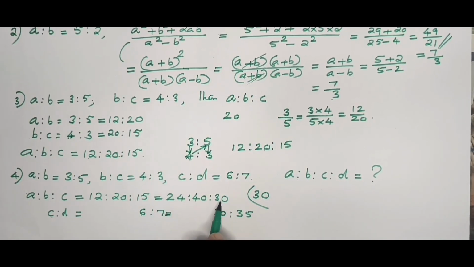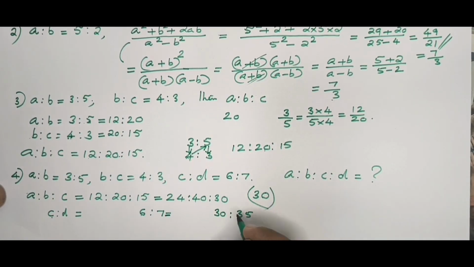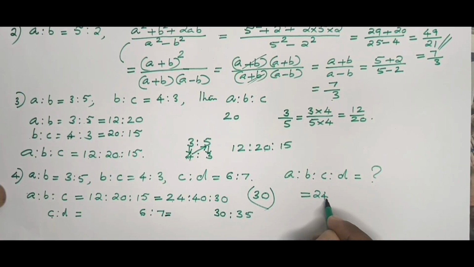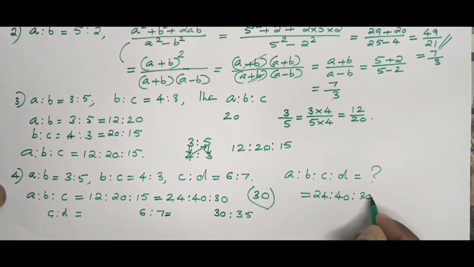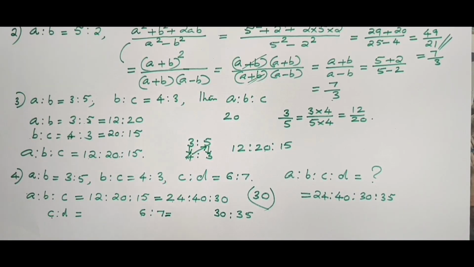Now you can combine. You have equalized the value of C. So A is to B is to C is to D, this is the thing to be found out. So you can write 24 is to 40 is to 30 is to 35. This is the method of combining any number of ratios. By the way, when you have three ratios, this shortcut won't work. This is the way to go about and get to the final answer.